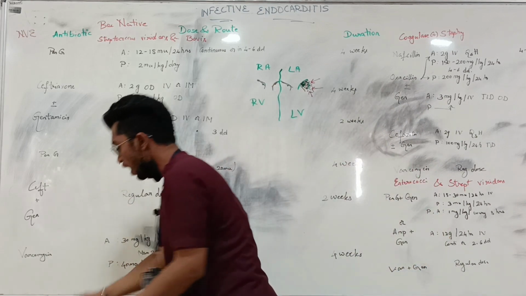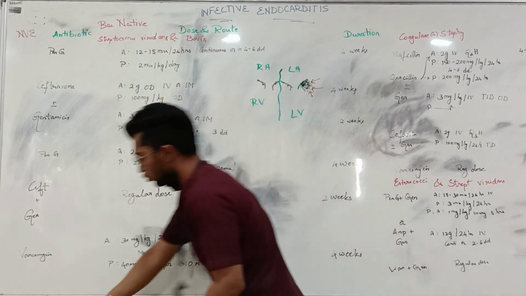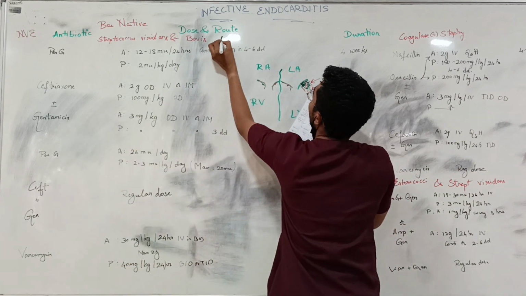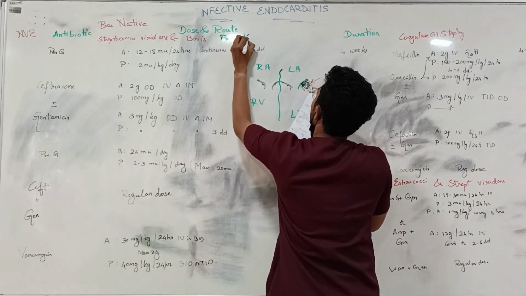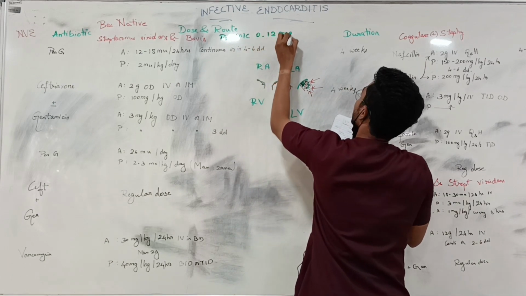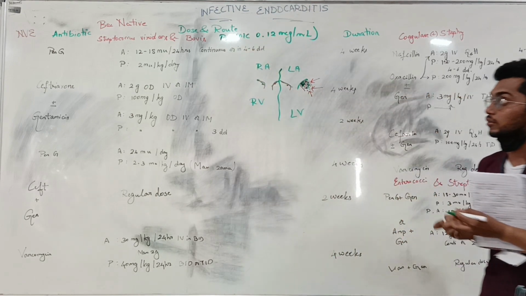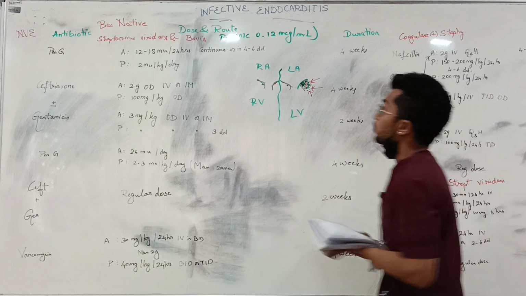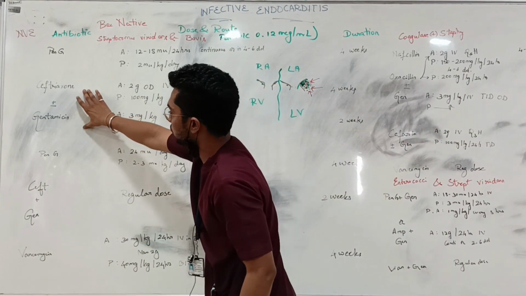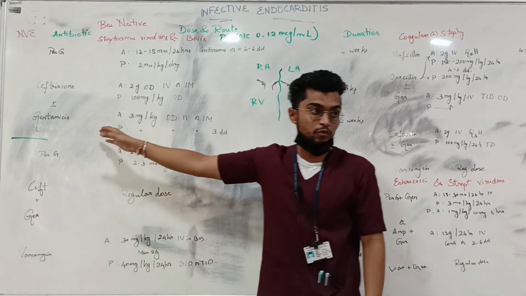So after the culture report confirms Streptococcus viridans and bovis, that too only if the penicillin MIC is at most 0.12 mcg per ml. So this should be the MIC of the organism for penicillin. Then we start with penicillin G and ceftriaxone with gentamicin. So this is for penicillin susceptible organisms.